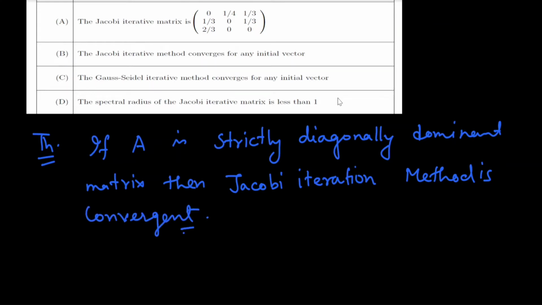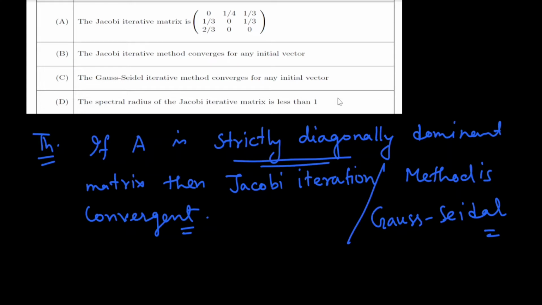This is the result, and the same result holds for the Jacobi and Gauss-Seidel methods. If A is strictly diagonally dominant, then the Jacobi iteration scheme, as well as the Gauss-Seidel method, is convergent. So now the term that comes in this theorem is diagonally dominant.